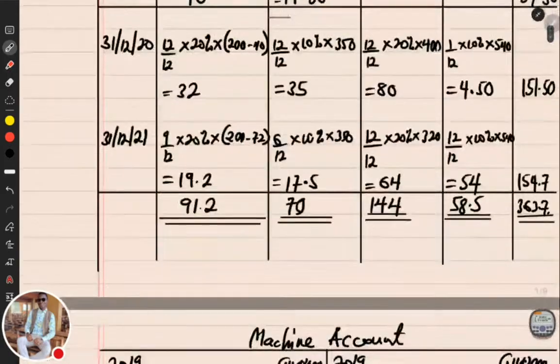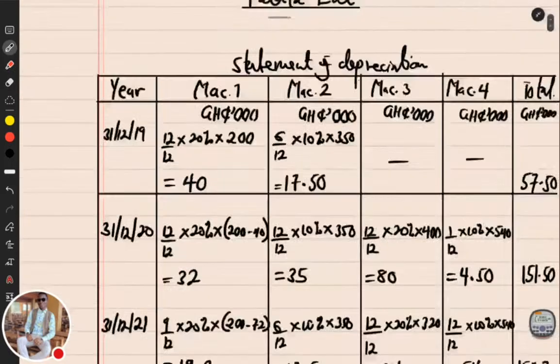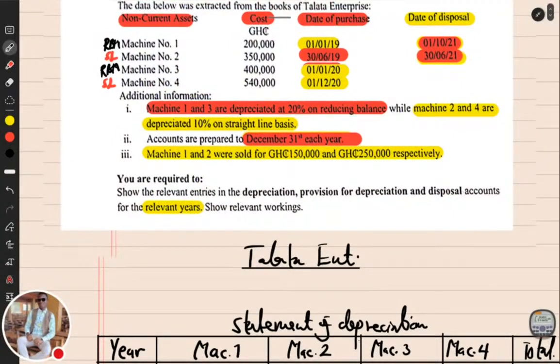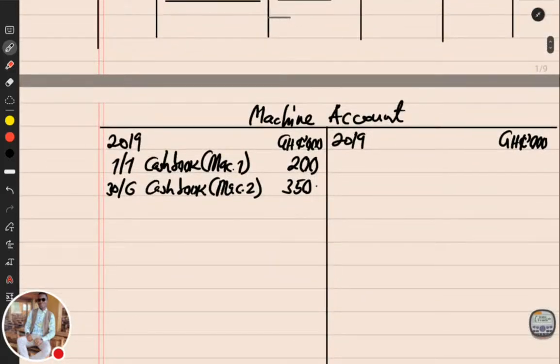So you ask, the next set, is there any other machine that we bought in the year 2019? Let's go back to the question. No, that means the other machines were bought in the year 2020. So for 2019, we are done. So we just have to balance off our account and flow. So we add the debit and we add the credit. You realize that the total on the debit side is what? 550, but on the credit is 0. So that means the balance is supposed to be at the credit side.